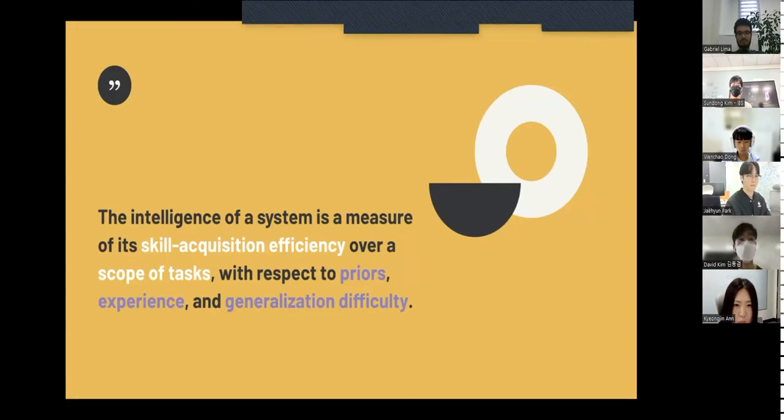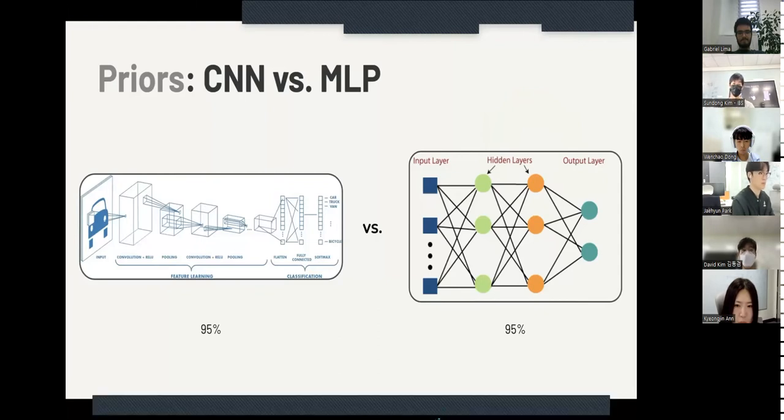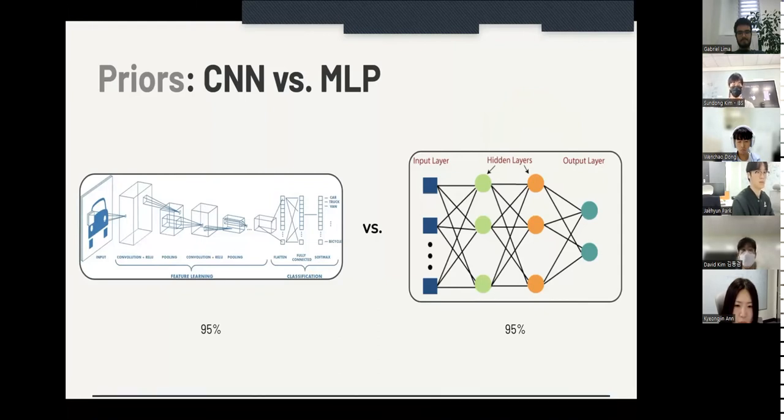When we think of priors, I want you to think of comparing the performance between a convolutional neural network and a multi-layer perceptron. Let's say that we train both of these on the same image set, and then we test it on the same test set as well. And both of these get 95% accuracy. Which one do you think is more intelligent? Some people might say that, okay, well, they got the same accuracy, so that means that they're equally intelligent, right? But in this case, I actually argue that the multi-layer perceptron is more intelligent than the CNN.